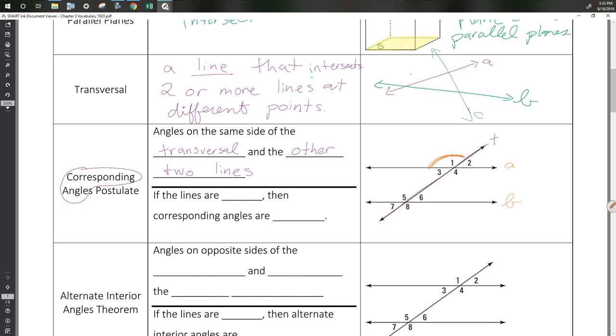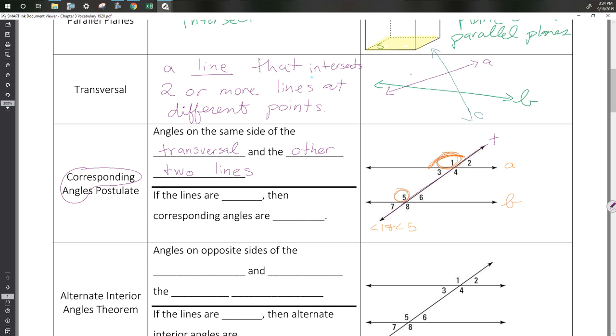So now I'm going to go down to the bottom set of angles, 5, 6, 7, 8. I need an angle that is to the left of transversal T and is above line B. Well, that would be angle 5. So angle 1 and angle 5 are corresponding angles. Okay, let's choose another one.